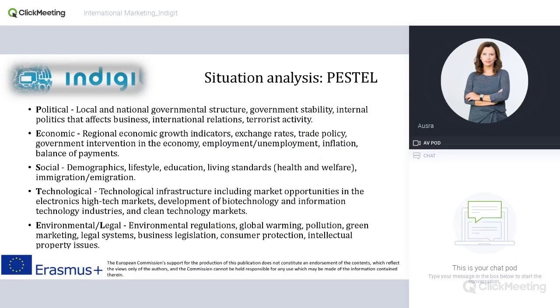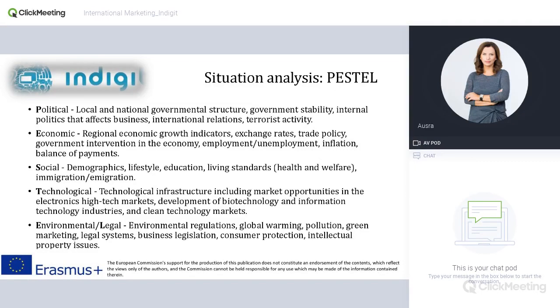The macro environment is largely uncontrollable. The microenvironment is much easier to influence or control. This is usually evaluated by using PESTLE analysis. While analyzing political environments, an SME should evaluate local and national governmental structure, government stability, internal politics that affects business, international relations, even terrorist activity. When analyzing the economic environment, an SME should analyze regional economic growth indicators, exchange rates, trade policy, government intervention in the economy, employment, unemployment, inflation, and balance of payments.